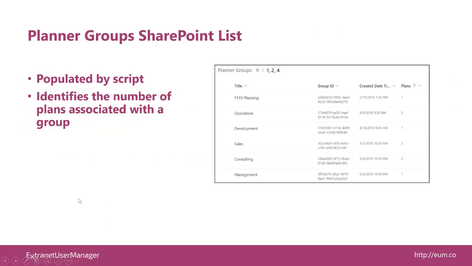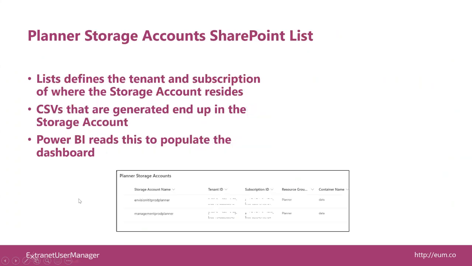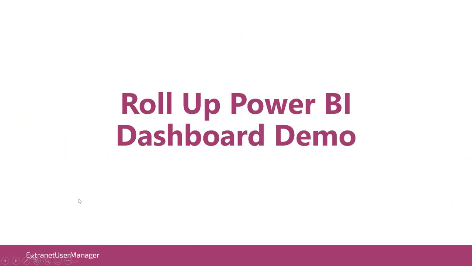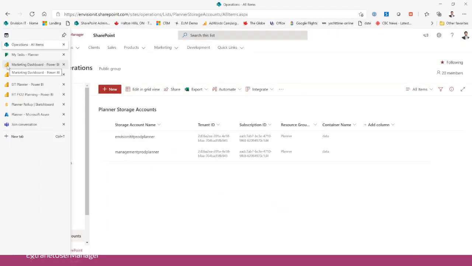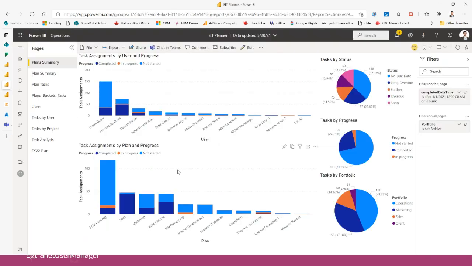So let's skip through these. These are just kind of showing those lists that I was just taking you through. And let's actually get into the actual Power BI roll-up side of things. So if I come back over to the browser here, and I come to my Planner Power BI. So I used Power BI Desktop to build this, and I published it up to the Power BI service.